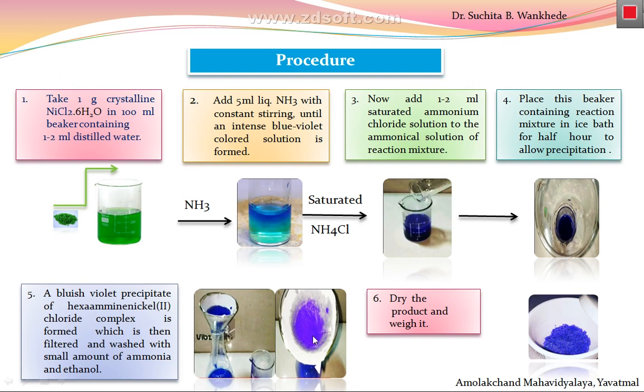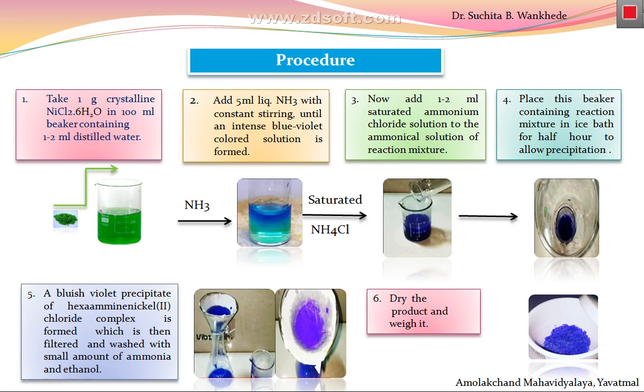After half an hour, the precipitate which we get is our complex compound, that is hexaamine nickel chloride. It is filtered, washed with liquid ammonia 1 to 2 times, followed by washing with ethanol. It gives a violet bluish colored complex compound, that is hexaamine nickel chloride. Dry the compound and weigh it. That's all about the procedure.